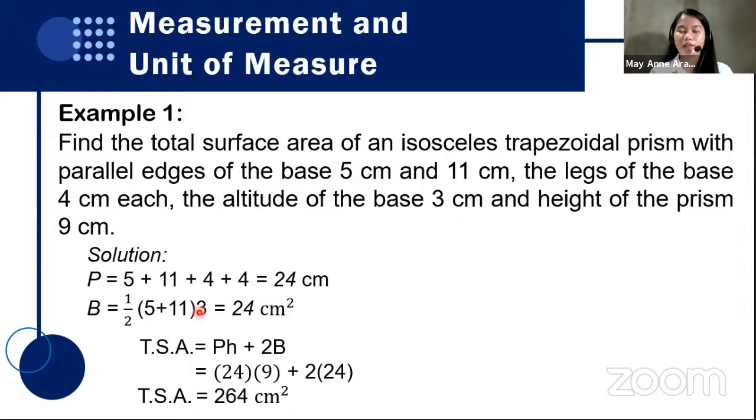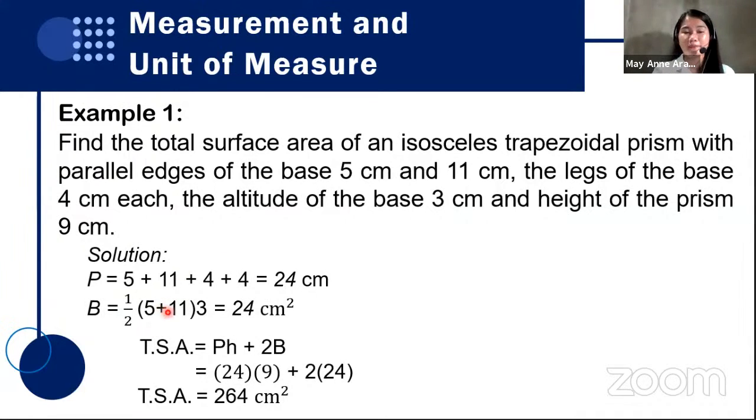Okay, first let us solve for the perimeter. So these are the measures of the base. We have 5 centimeters, 11 centimeters, and we know that the trapezoid has 2 legs, diba? So there are 2 fours there, kaya dalawang 4 to. 5 plus 11 plus 4 plus 4 is 24 centimeters. And also we have here the word each, no? We have 2 legs.